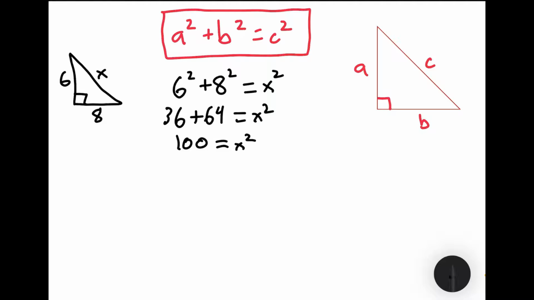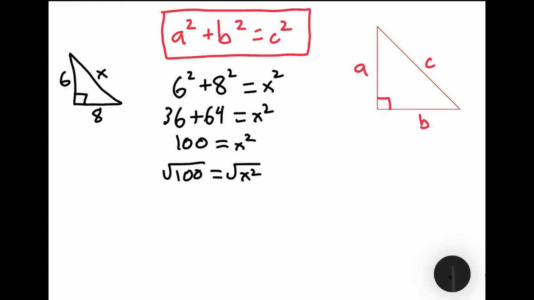The next step in simplifying this problem and solving for x is taking the square root of both sides. We're going to take the square root of both sides because we have a squared in our equation, and that's the only way we can cancel out the x squared. Whatever I do to one side, I must do to the other side. So I'm going to take the square root of 100, and I'm also going to take the square root of x squared.